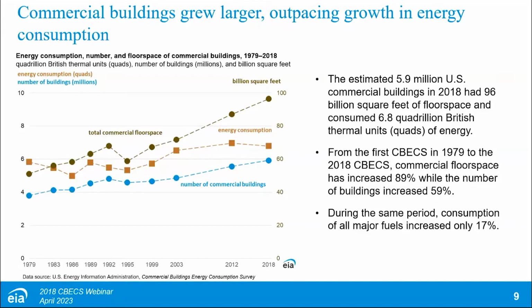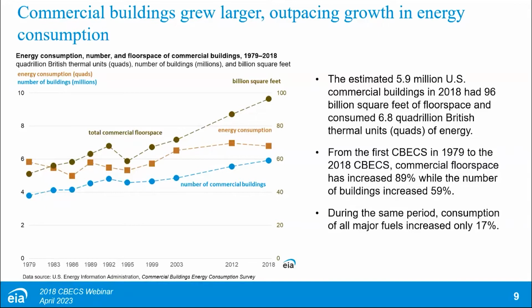Now I will turn to what the 2018 CBECS data collection revealed about the U.S. commercial building stock and how those buildings use energy. We learned that commercial buildings are getting larger. In other words, the total floor space grew more than the total number of buildings and its total consumption. So the total square footage of floor space in the US increased 11% from 2012 to 2018. An average building today is about 16,000 square feet.